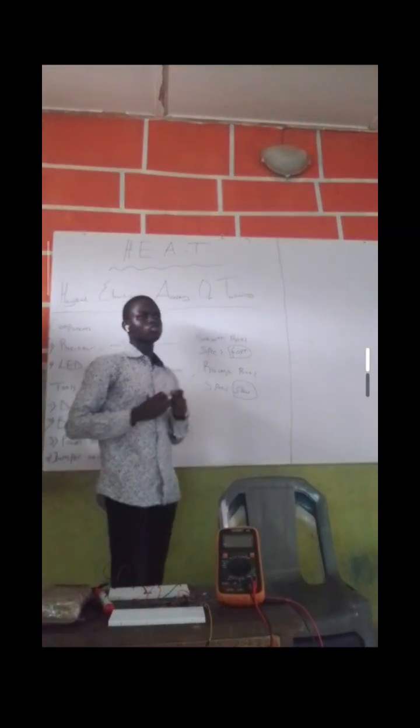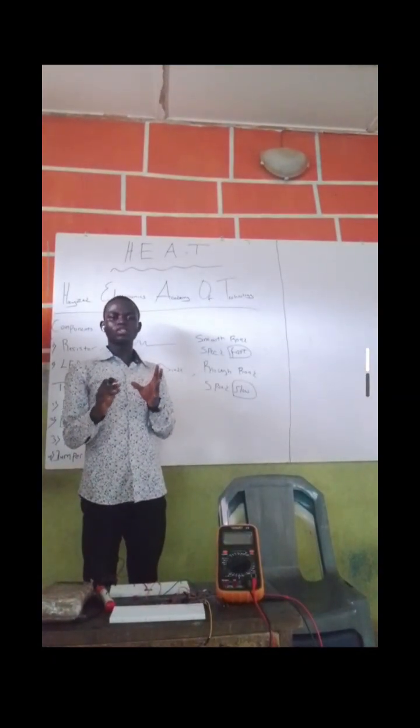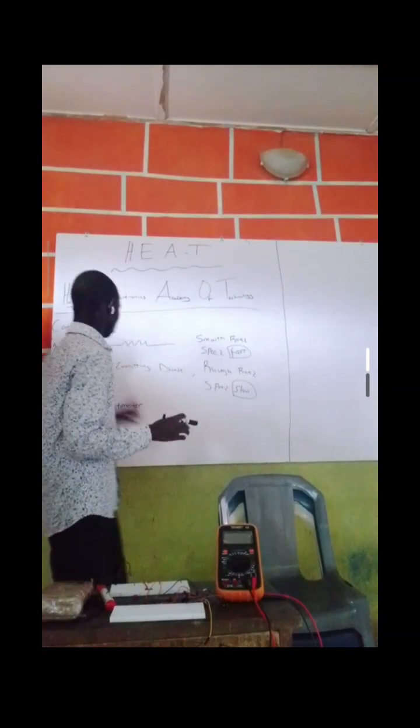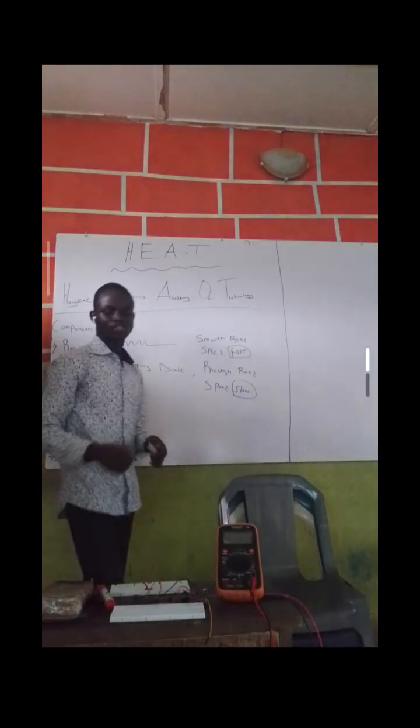So that is what a resistor is doing. A resistor is just to make sure that everything is working accordingly in a circuit. It's trying to protect our electronics. That is what a resistor is. And we have different types of resistor. Like now, this is a resistor here.